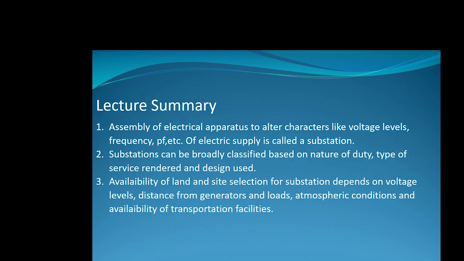Lecture summary. The assembly of electrical apparatus for a change of characteristic like change of voltage level, frequency, power factor of the electrical supply is called a substation. The substations may be broadly classified based on the nature of duties, type of service rendered, design used, and the voltage level. Also, the location and the site selection criteria for such substations mainly depend on the type of substation, the availability of land and the type of the land, the atmospheric conditions, and the availability of communication and transportation facilities. Thank you.